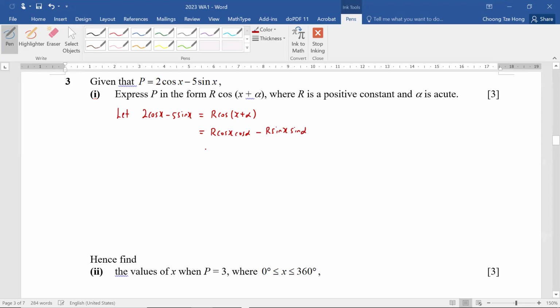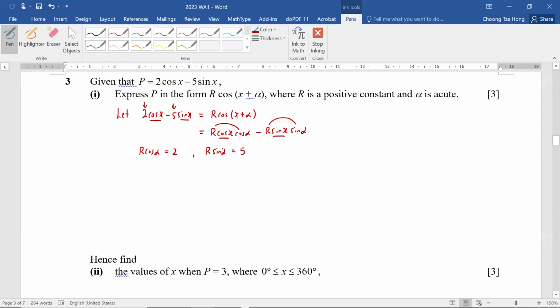Now we're going to do some comparison. Over here you can see that there's a cosine x and a cosine x already, so the cosine x has already been matched. This means that R cosine alpha will be the 2 in front, so we can write R cosine alpha equals 2. Then let's compare the sine term. You can see the sine x is here, sine x is here. So this R sine alpha will be the 5, so R sine alpha is going to be 5.